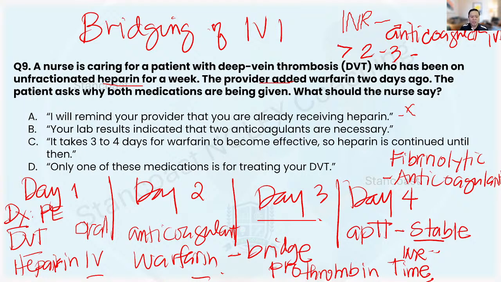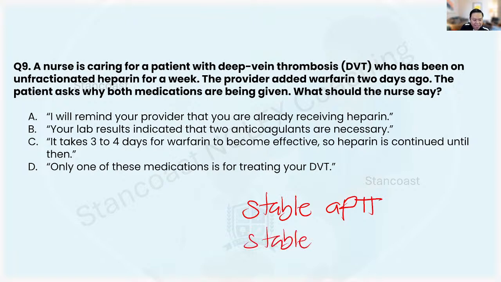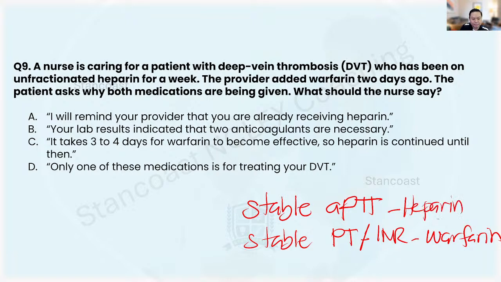So we want to make sure that our patient, hang on a sec, let me just erase this because I'm already getting confused with what I'm writing here. So basically, guys, what we are looking for in this scenario is to make sure that we have stable activated partial thromboplastin time and stable prothrombin time, or also the INR. So make sure that the warfarin is working and the heparin is working inside the body.